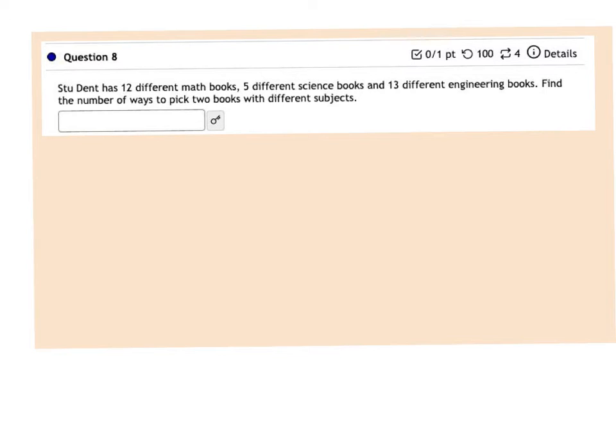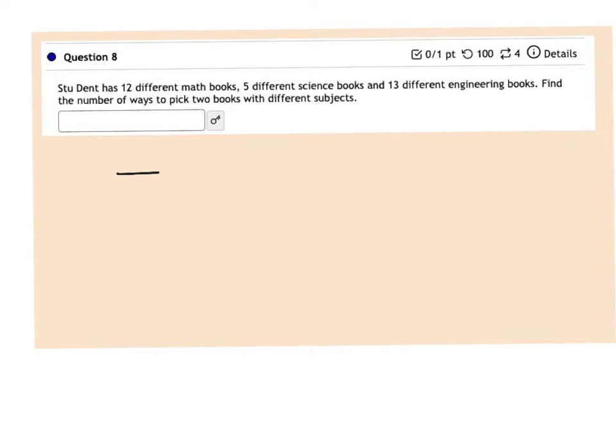Okay, when we're doing this question, it says a student has 12 different math books, 5 different science books, and 13 different engineering books. Find the number of ways to pick 2 books with different subjects. So what we're going to have to do is figure this out using 3 different possibilities.